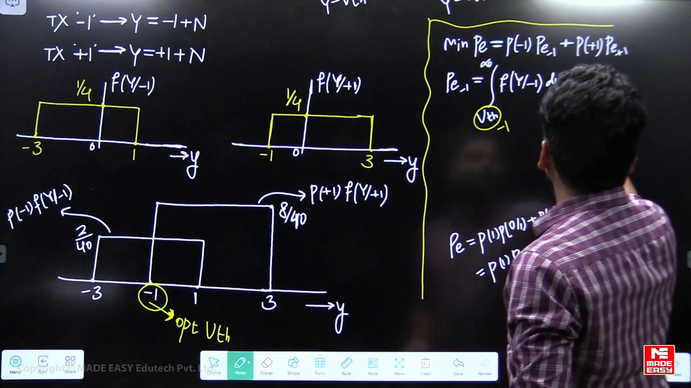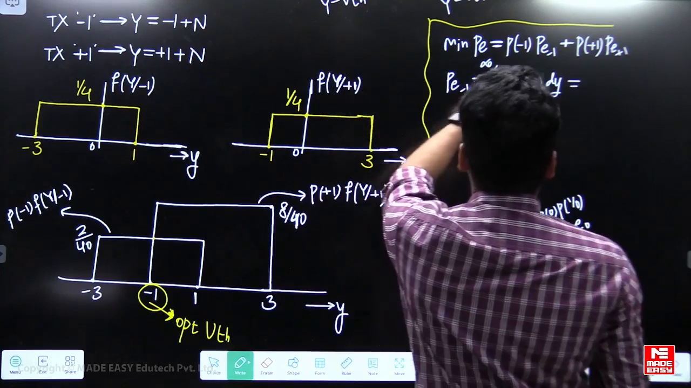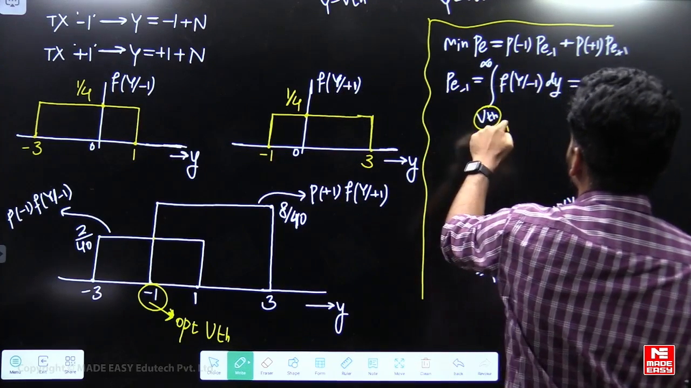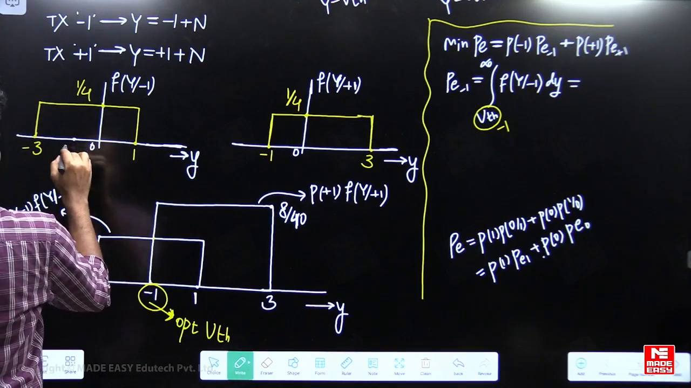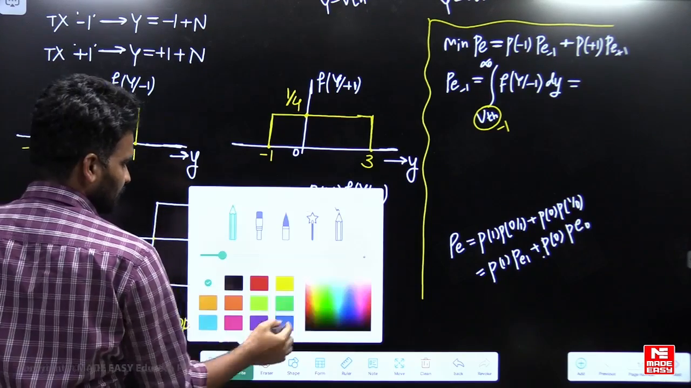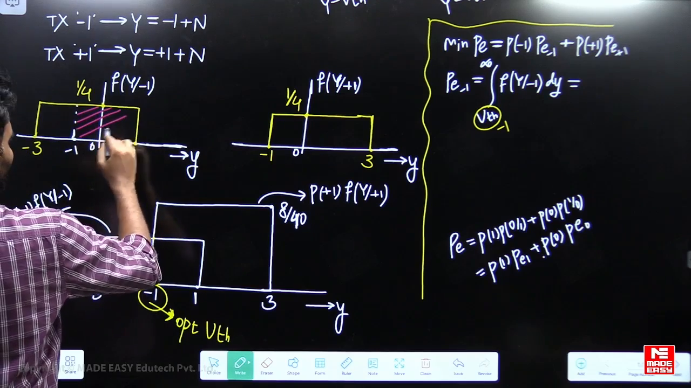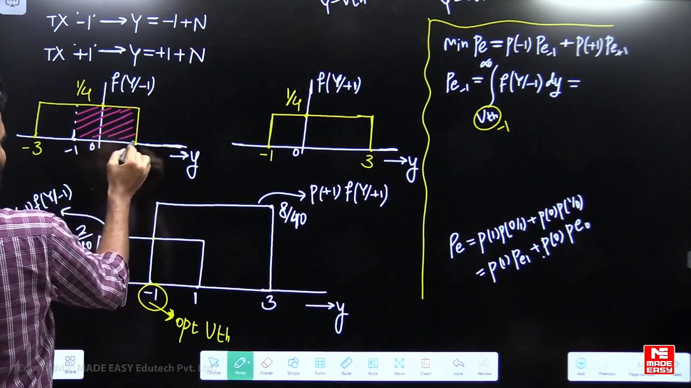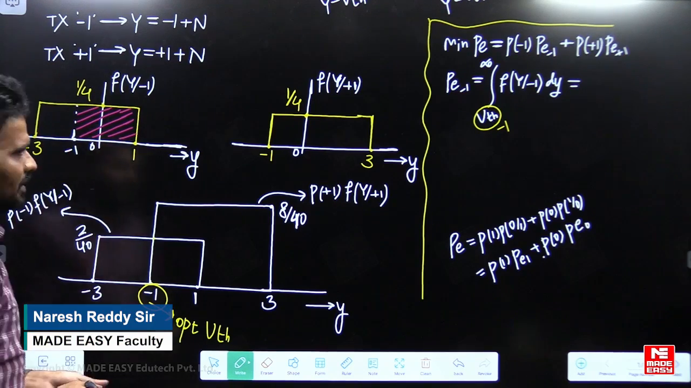So yes, this is the density function we have, fy upon minus 1. You have to find the area under this density function from minus 1 to infinity. Minus 1 to infinity means this. You have to find this area. It takes the values up to 1 only. What will this area be? 2 times 1 by 4, that is 1 by 2.